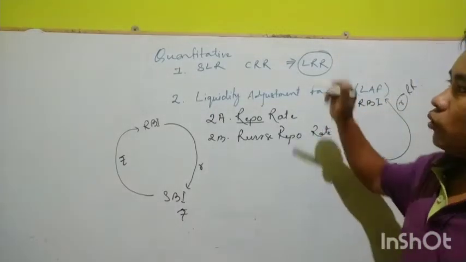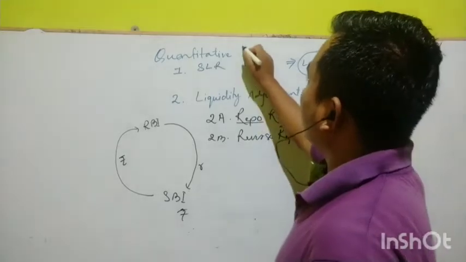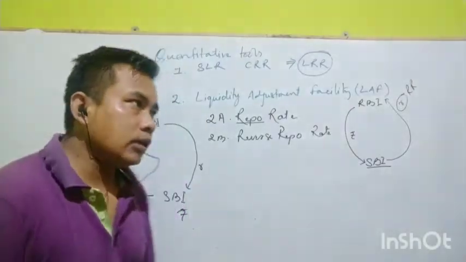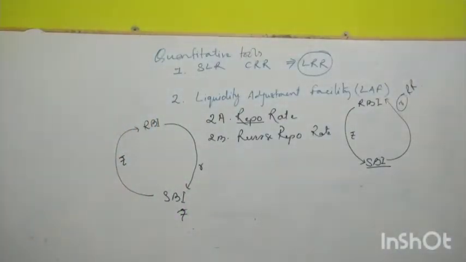Actually, what we are doing is quantitative tools. Money supply control: we have done SLR, CRR. Yesterday, I gave you one homework regarding CRR, SLR, money supply control, credit control. Most of you wrote from Google. It's okay, I will explain it today. Similarly, repo rate and reverse repo rate also control money supply. RBI can effectively control money supply using repo rate and reverse repo rate.